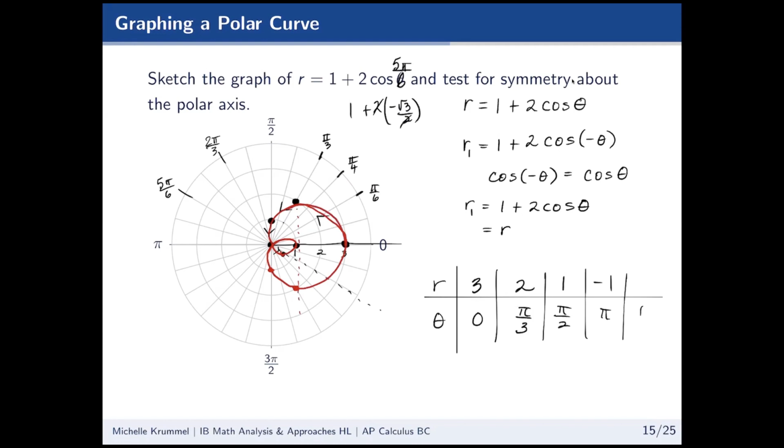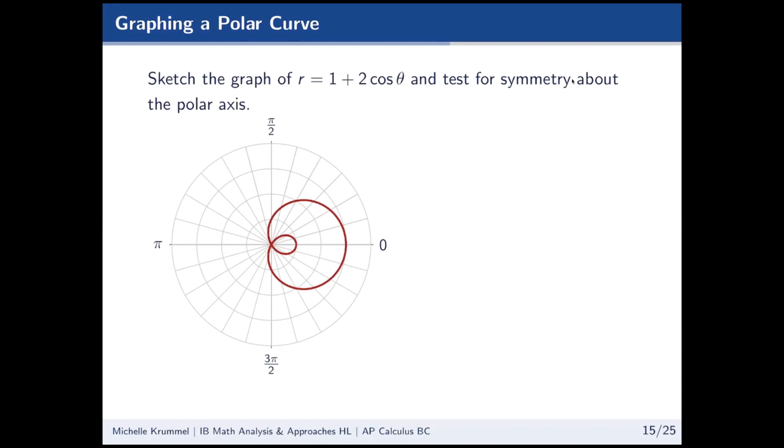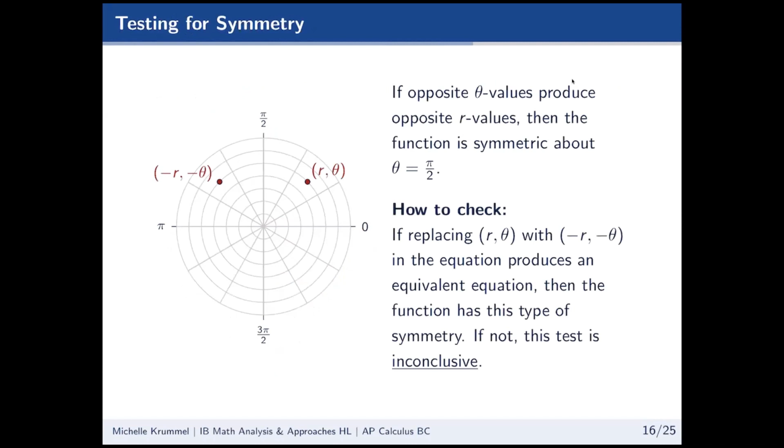And this kind of curve is called a limacon. And here's a nicer picture of that limacon. Now there are other types of symmetry. So what happens if we replace r and theta with -r, -theta?